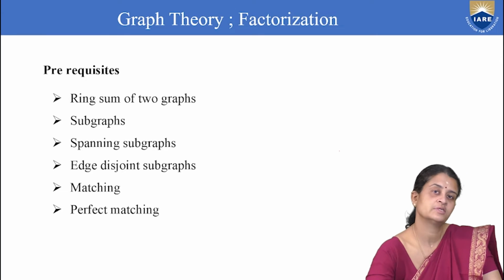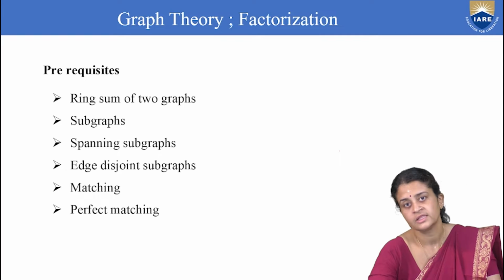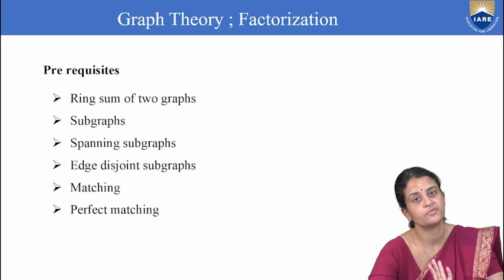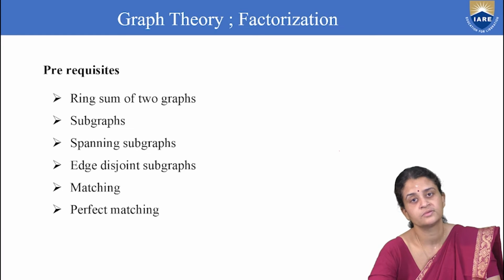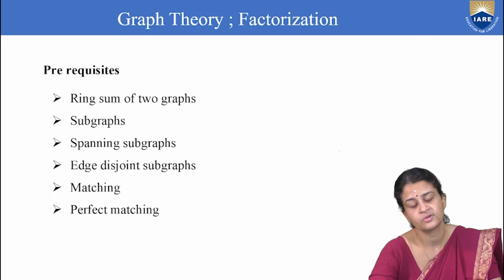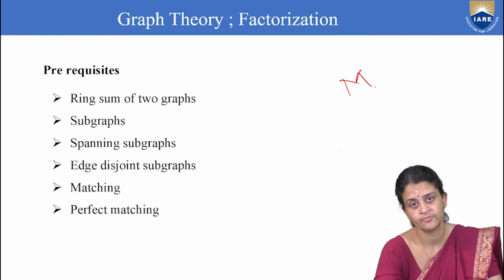And edge disjoint subgraphs. If G1 and G2 are two subgraphs of G, then they are said to be edge disjoint if G1 and G2 don't share the same edges of G. And matching. A matching M is a subset of the edge set of the given graph, with the property that no two edges in M are adjacent.